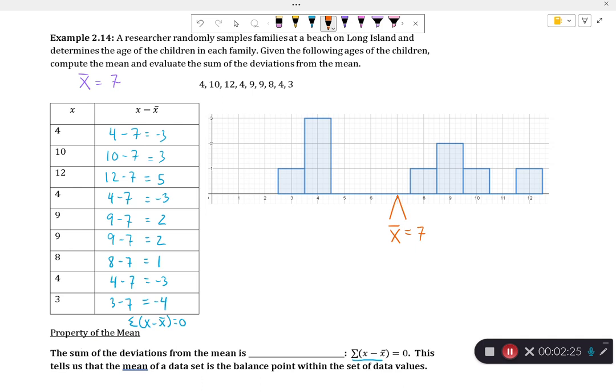So the property of the mean says that the sum of the deviations from the mean is always 0, or in symbol form, the sum sigma of x minus x bar, the deviations from the mean, is always 0. This tells us that the mean of a data set is the balance point within the set of the data values. Again, everything to the left of the mean will balance with everything to the right of the mean. And that is the most important property of the mean of a distribution.